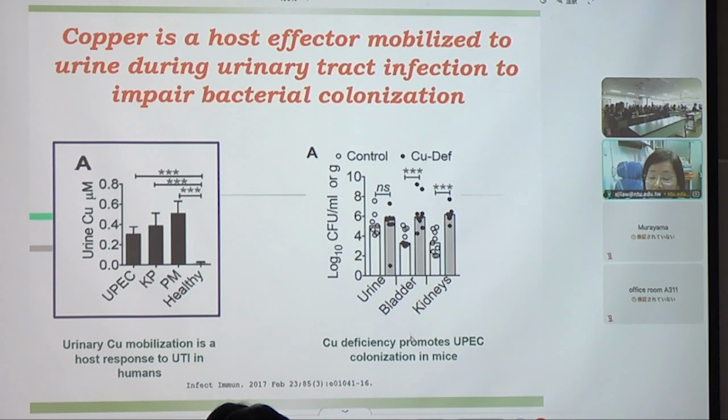Okay, and then the right panel shows that copper deficiency will promote UPEC colonization in mice. So we can see the white bar is the copper-deficient mice, and the other is control. And we can see both in bladders and kidneys, in the copper-deficient mice, the UPEC has a higher colonization rate.